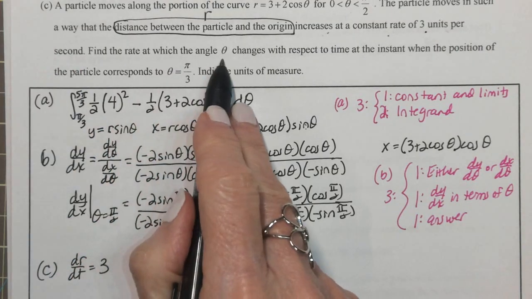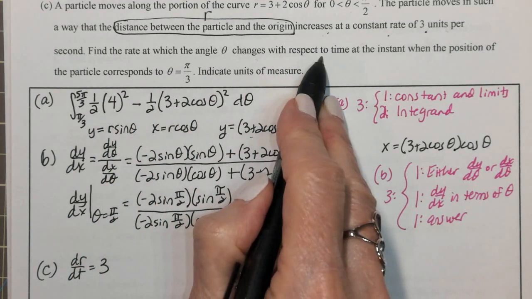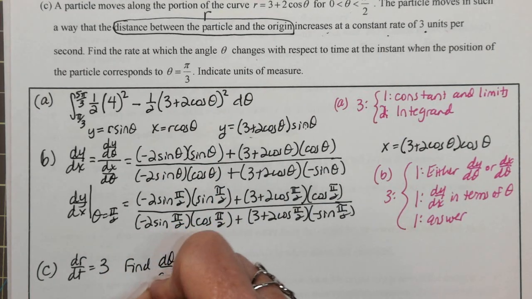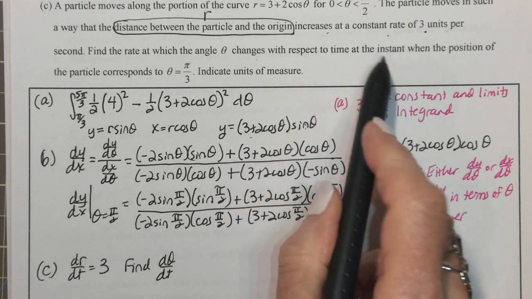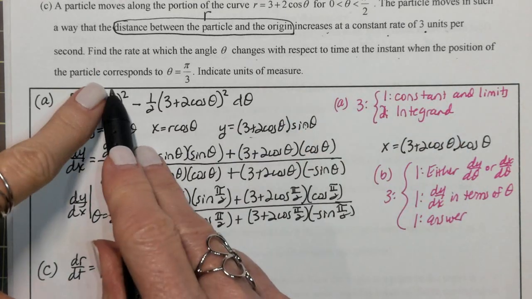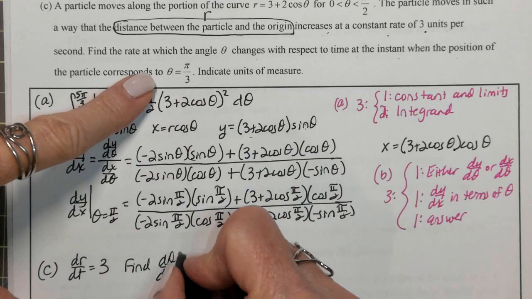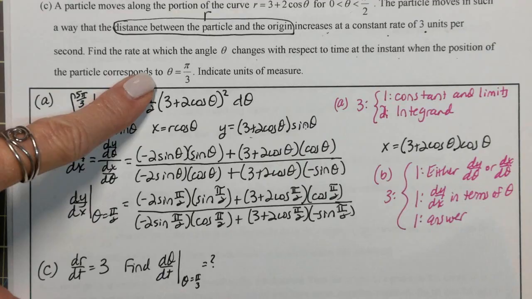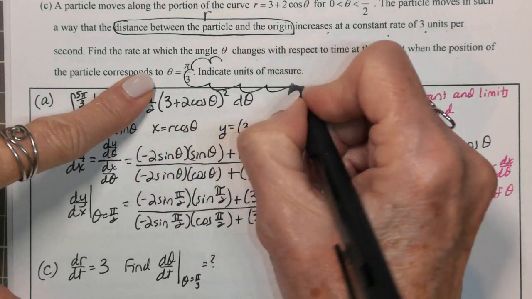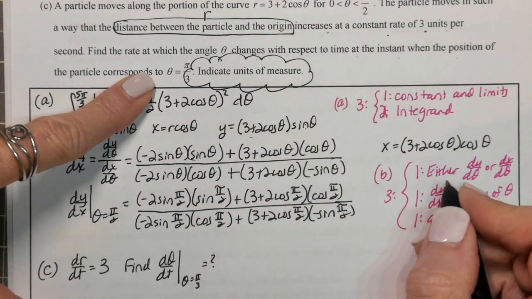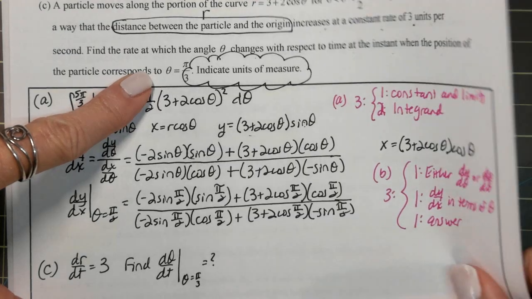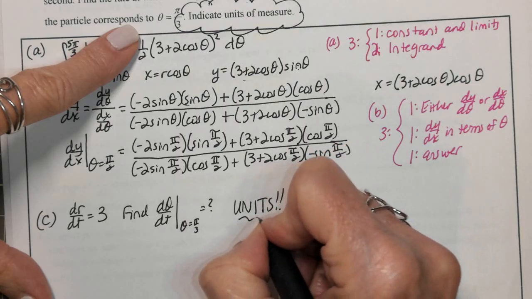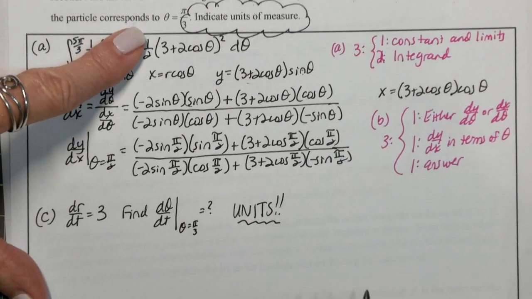Find the rate at which the angle theta changes with respect to time. So find d theta dt at the instant when the position of the particle corresponds to theta equals pi over 3. Indicate units of measure. I hope I don't forget that. Okay, do something on here to tell yourself to do units. Maybe you won't forget it if you say that, right?